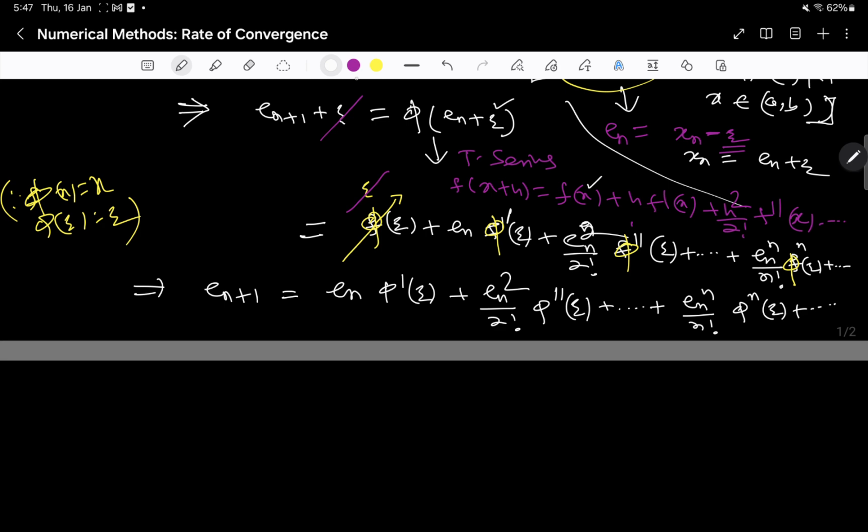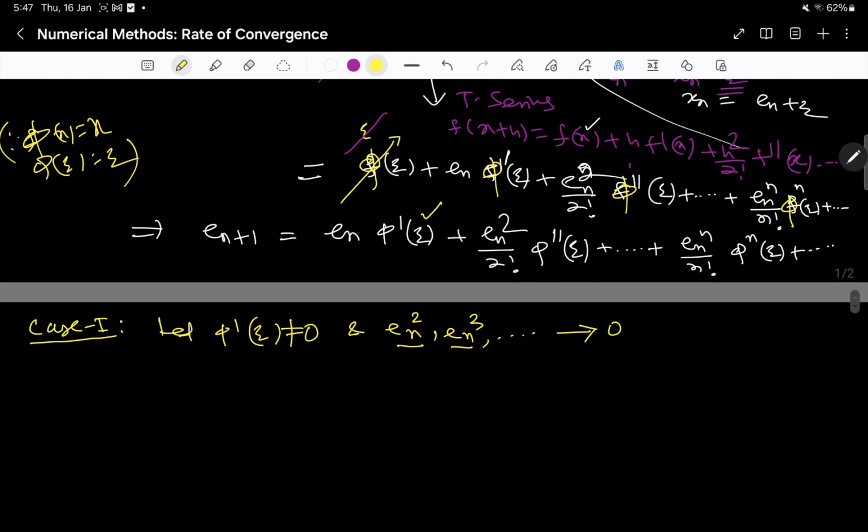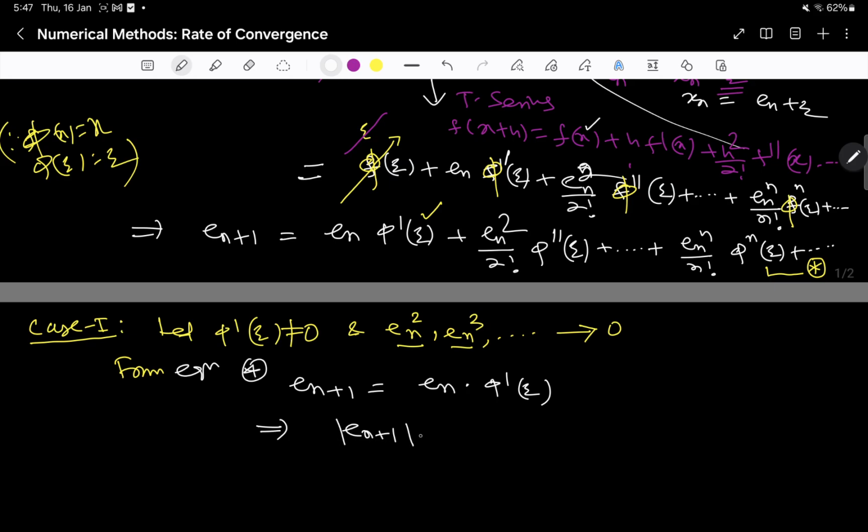Now we impose different cases. Coming to case 1: let phi dash zeta be not equal to 0, and e_n^2, e_n^3 and so on tend to 0, because epsilon n is a small error, so epsilon n squared and epsilon n cubed are very small. Let this be my equation star. From equation star, e_{n+1} = e_n phi'(zeta), which implies |e_{n+1}| = |e_n| |phi'(zeta)|.